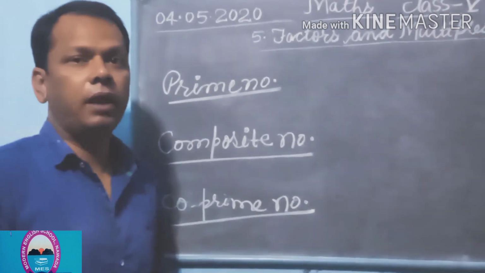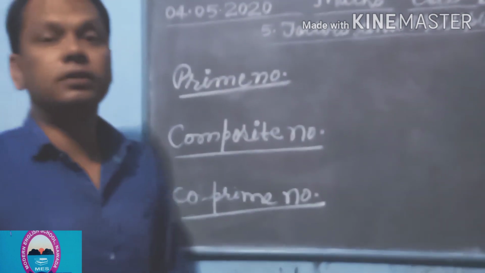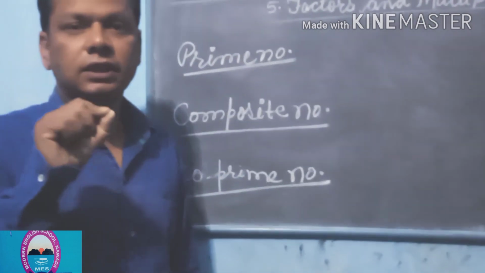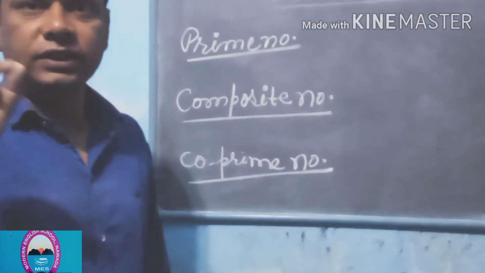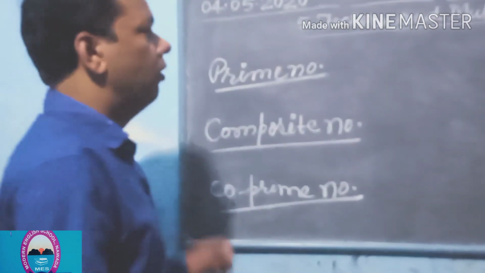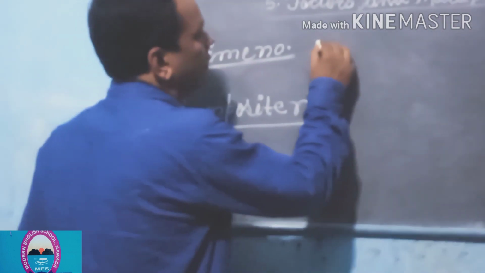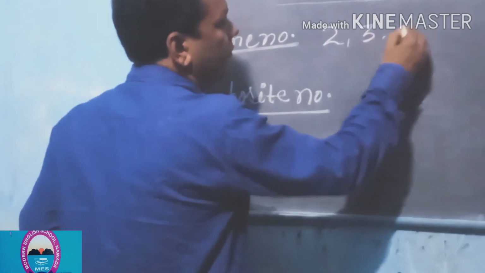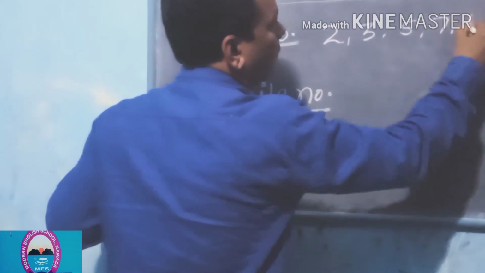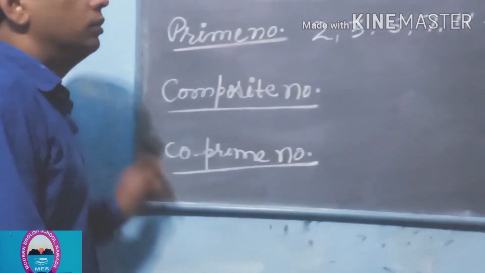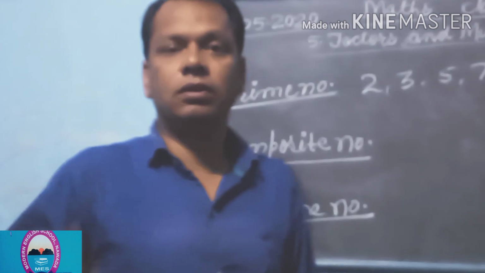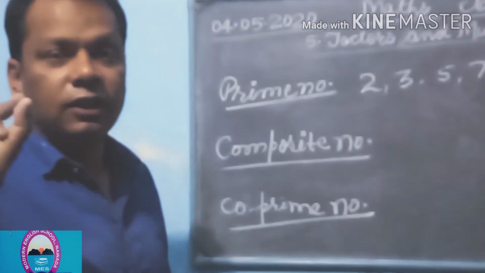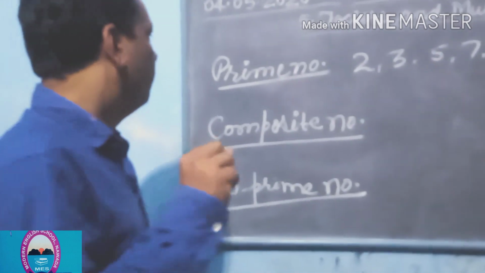Now we know about prime numbers. What is a prime number? A number which has exactly two factors is called a prime number. For example, students, the least prime number is 2, and others are 3, 5, 7, 11 and so on. All these numbers are prime numbers.